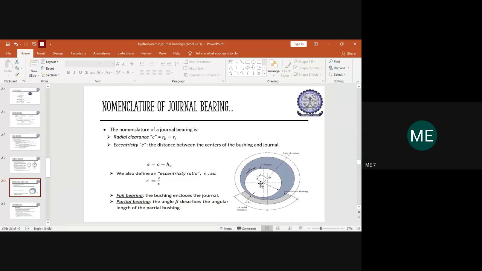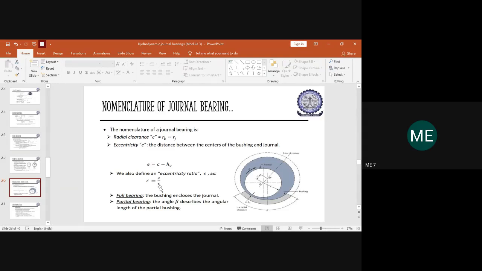So this eccentricity you can identify here. This is the distance, the value of E. And in another way you can determine the eccentricity ratio also. The eccentricity ratio, from here on, is E upon C. E is the eccentricity value, and this eccentricity value E divided by the radial clearance C will provide us the eccentricity ratio.